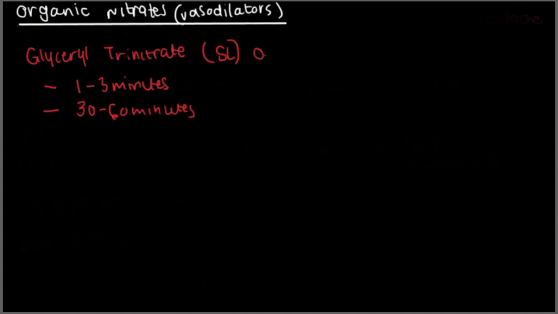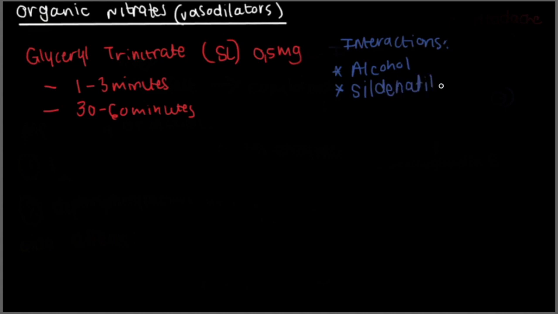It comes in a 0.5 milligram tablet. So you're going to take one of these tablets every 5 minutes, with a maximum of 3 tablets in 15 minutes. Then after that 15 minutes has passed, you can start again with 1 or 2 as needed. Common interactions with this medication are going to be alcohol, and secondly, sildenafil. Sildenafil is a PDE5 inhibitor.